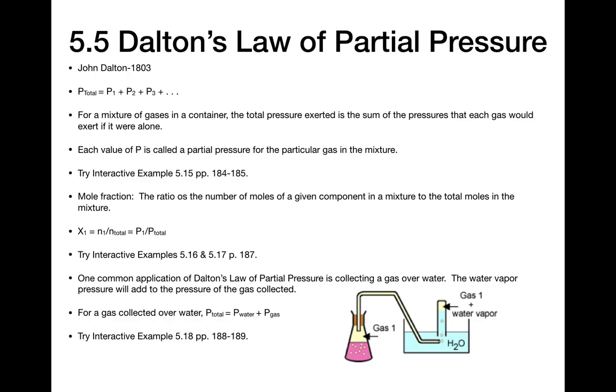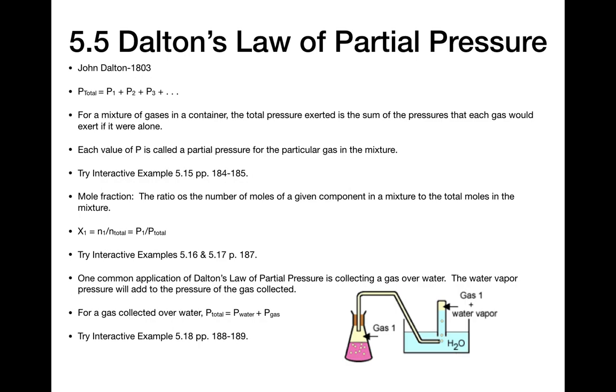Dalton's law of partial pressures comes up when we have mixtures of gases. Dalton in 1803, about the same time he was doing the atomic theory, said that the total pressure of a mixture of gases should be the pressure exerted by the individual particles, each individual gas. And so P total equals P1 plus P2 plus P3 plus dot dot dot. For a mixture of gases in a container, the total pressure exerted is the sum of the pressures that each gas would exert if it were alone. The pressure just adds each pressure for each gas together to get the total pressure. We call the individual gas pressures the partial pressures, and we say that the sum of the partial pressures equals the total pressure. Interactive example 5.15 deals with John Dalton's equation.